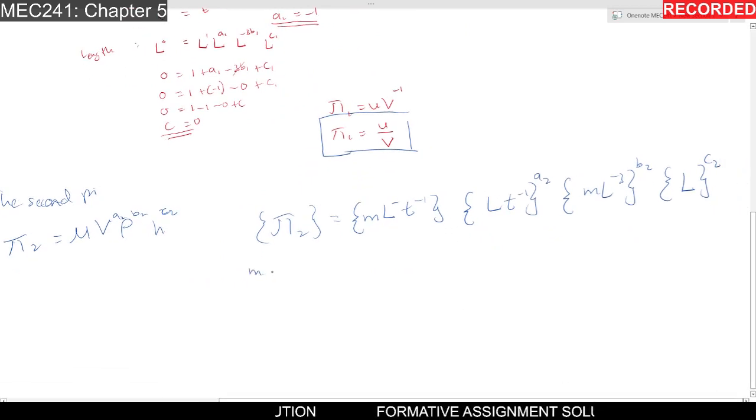Let's find the mass first. So m0 equal to 1 is in the viscosity, M to the power of 1, and here no, and then we have in the density M to the power of b2. And here is also no mass found. So 0 equal to 1 plus b2, so you will get b2 equal to minus 1.